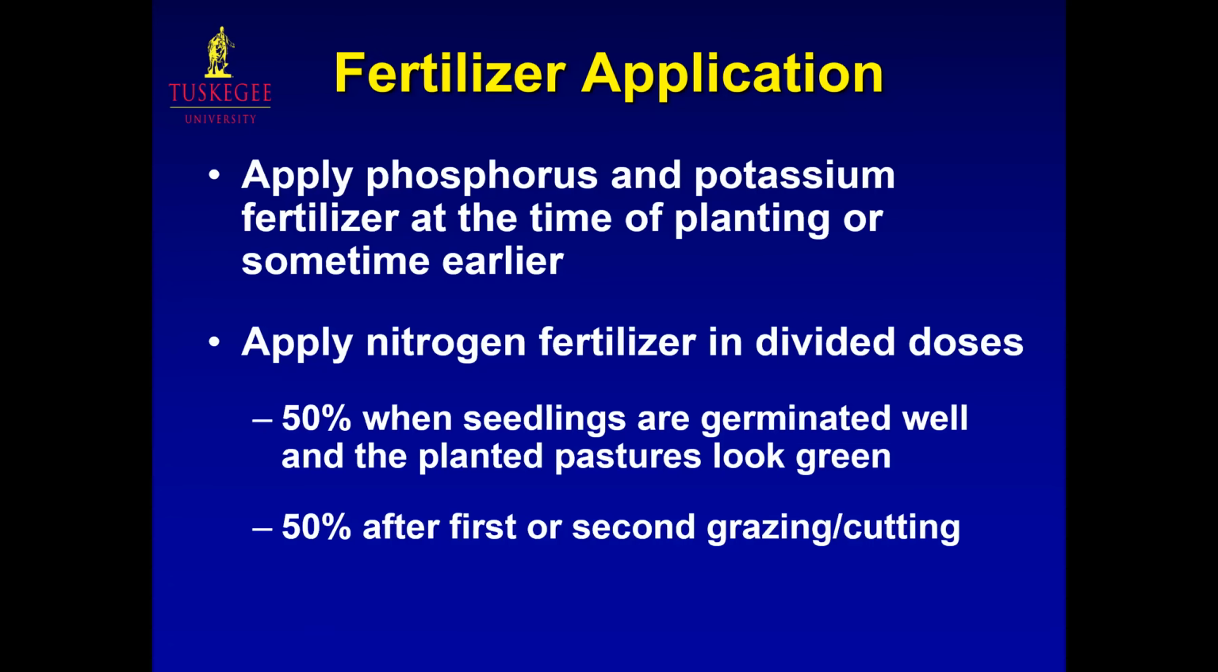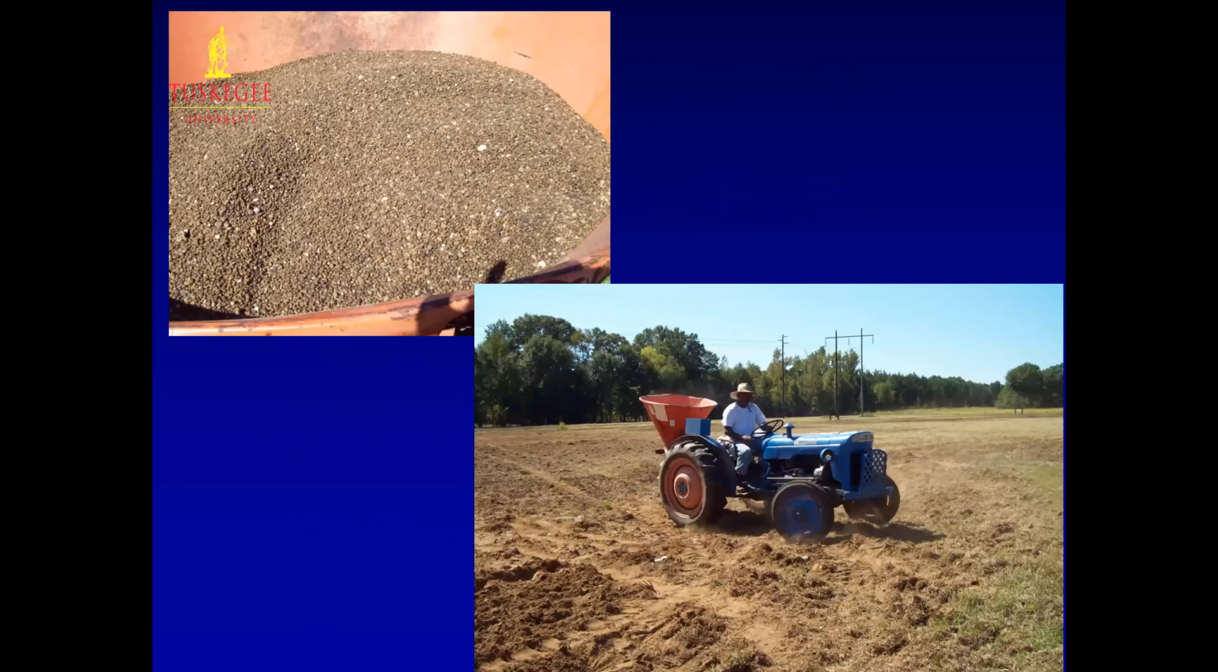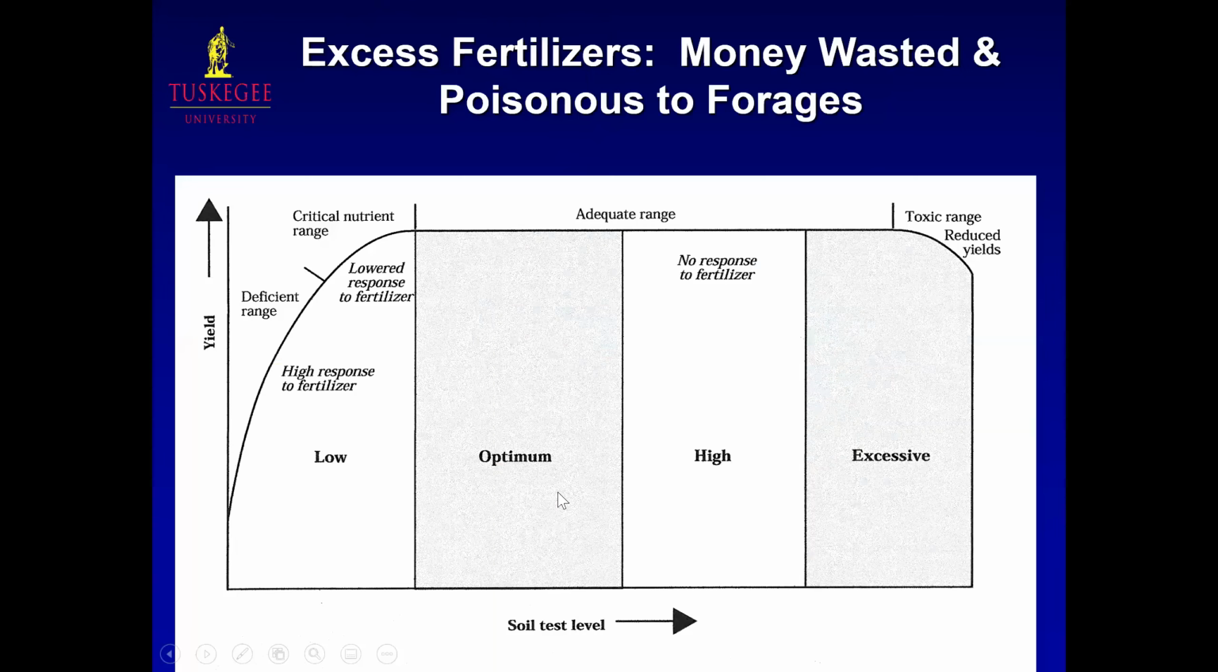and apply the next 50% after the first or second rotation in the pasture, or in the hay field after the first cutting or second cutting, depending on their requirement. These pictures show the fertilizer application, with fertilizer being spread in the field. This is just the container with the fertilizer there.